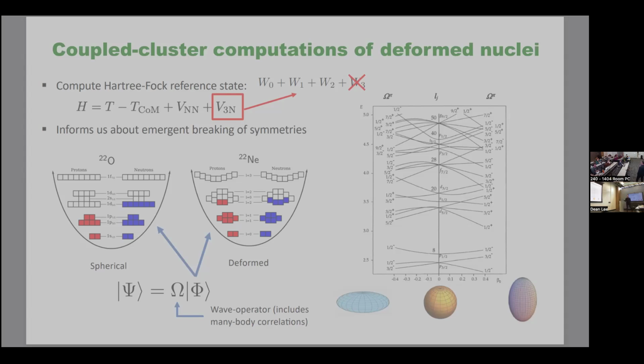We then typically perform a Hartree-Fock calculation, and for a spherical system like oxygen-22 here, for example, that is what will come out of the calculation on the left-hand side. While if we look at a deformed system like neon-22, the Hartree-Fock solution informs us of the emergent breaking of symmetries here. So really, in some sense, you can think of the Nilsson diagram on the right-hand side here as a guide for what the reference state for a given nucleus is, and whether it is prolate or oblate deformed.